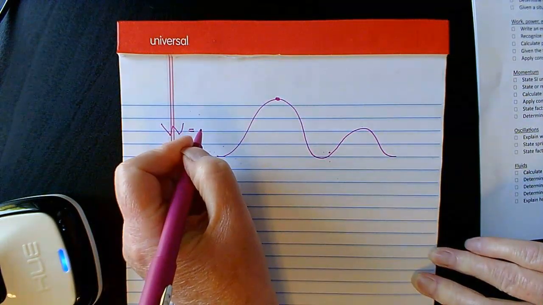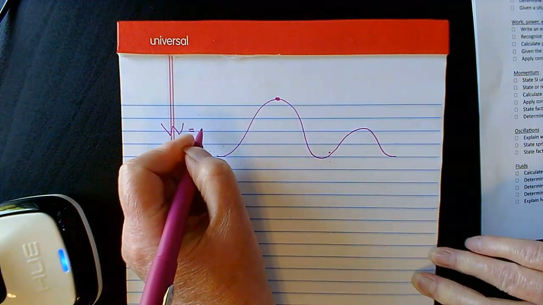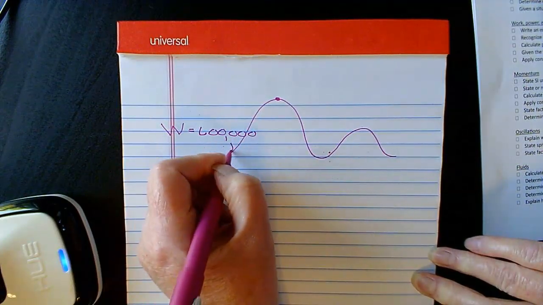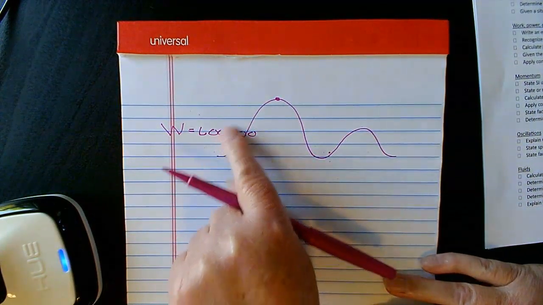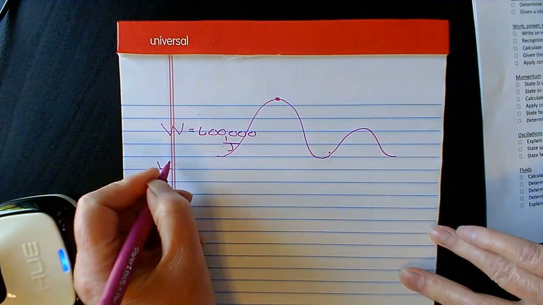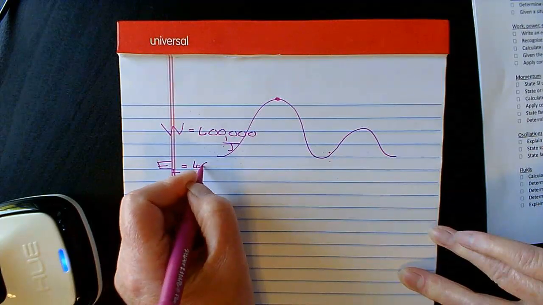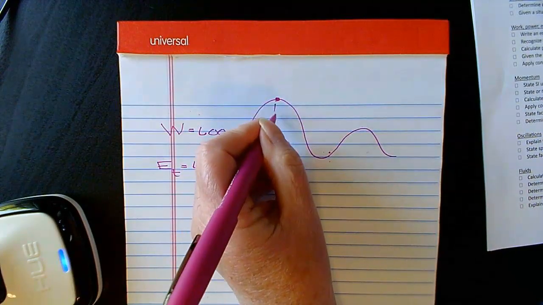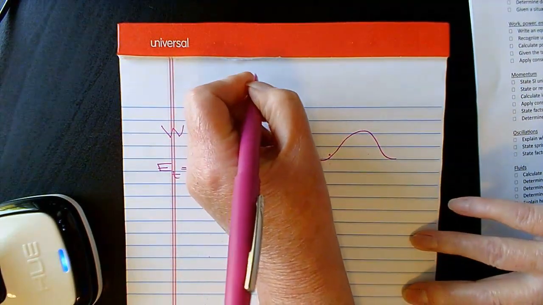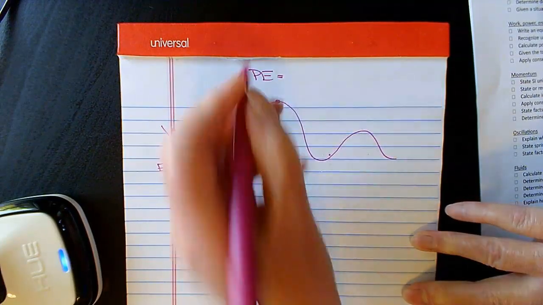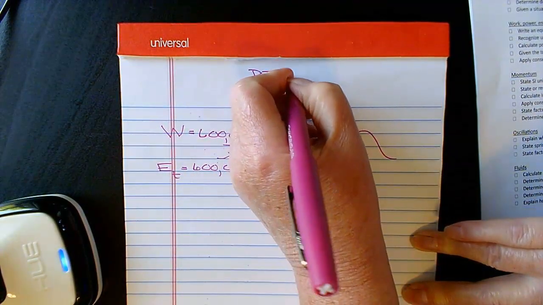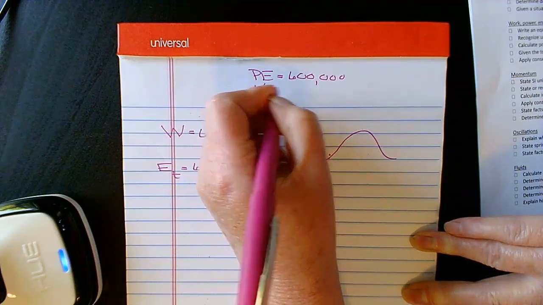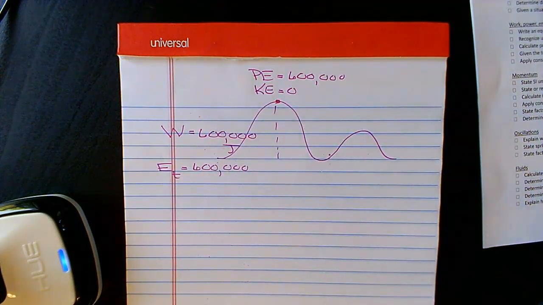Let's pretend the roller coaster does 600,000 joules of work. So that means that the ET of the coaster, the total energy, is going to be 600,000 at all times. So when the roller coaster is at the top of the first hill, which is this high, it is all potential energy. That means all of this work is potential. So I'll put down 600,000. And I have no kinetic energy. That means the roller coaster is temporarily perched at the top of the hill.